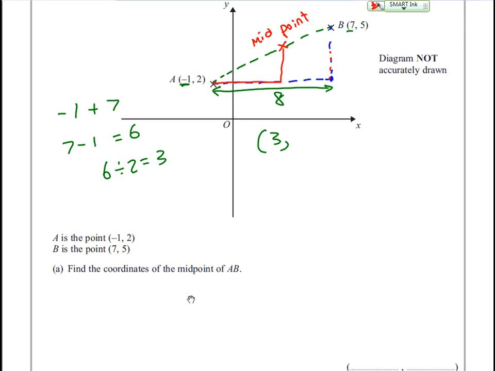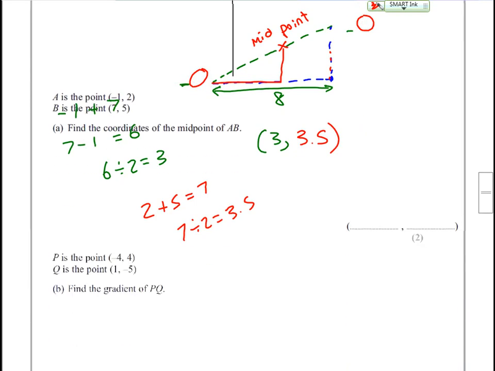I'll show you the quick trick for the second one as well. Looking at our y values, 2 add 5 equals 7. 7 divided by 2 is 3.5. So 3.5 is your midpoint. Okay.